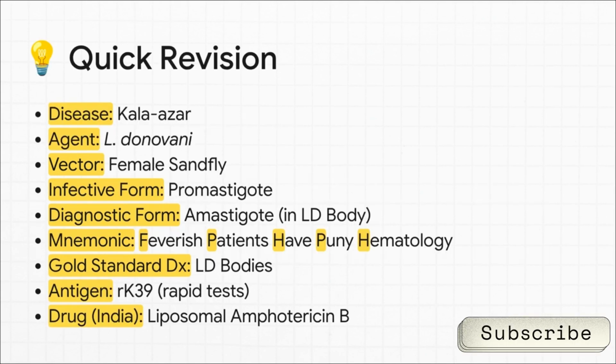All right, we've covered a lot of ground, so here it is, your quick revision cheat sheet. Seriously, take a screenshot of this. It's got everything: the disease, the agent, the vector, the infective and diagnostic forms, our clinical mnemonic, the gold standard diagnosis, the key antigen for rapid tests, and the drug of choice in India. If you know everything on this slide, you are absolutely ready for any question on Kala Azar they can throw at you.